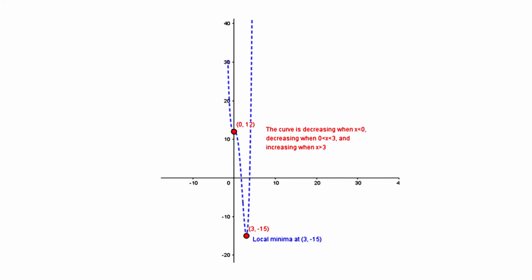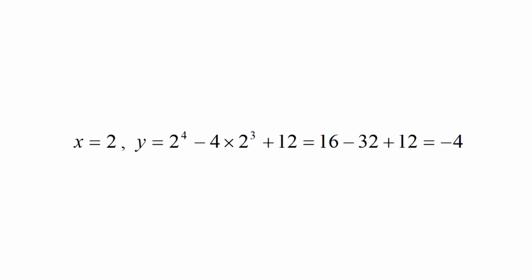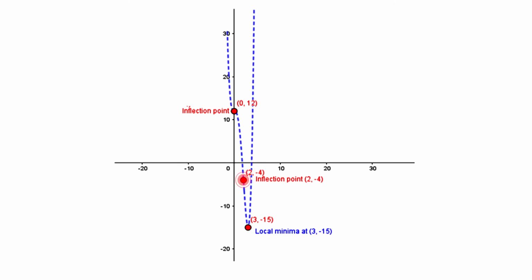Now, y double dash is equal to 0 implies 12 x into x minus 2 is equal to 0. So that x is equal to 0, 2 are possible inflection points. When x is equal to 2, y is equal to 2 power 4 minus 4 into 2 cube plus 12, which is equal to 16 minus 32 plus 12, which is equal to minus 4. Plot this point 2 comma minus 4.